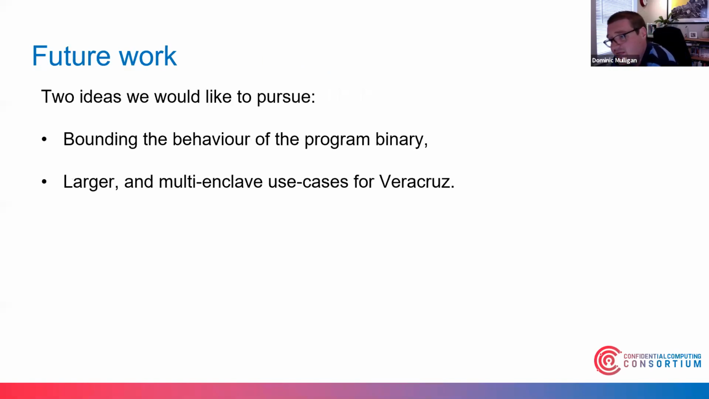In future work, I'll just mention two ideas that we've been discussing within the project. One is bounding the behavior of the program binary. At the moment, the binary that is supplied by the program provider is either completely opaque or completely transparent, in that the program provider might declassify the binary as a first step in trying to persuade somebody else to take part in a collaborative computation.